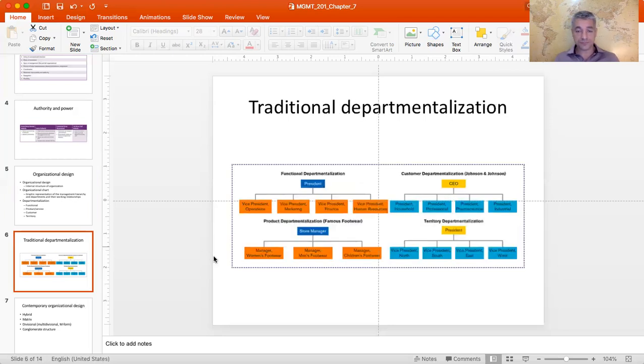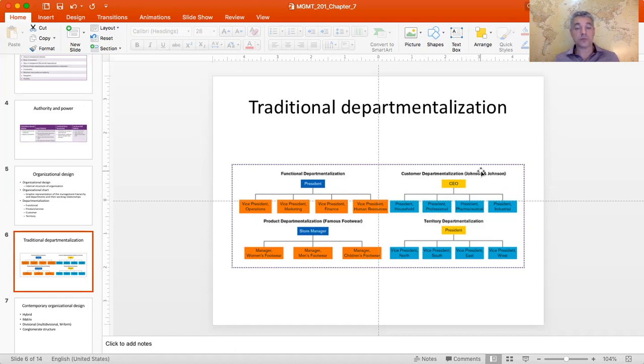So here I have a graphic representation of how these approaches to departmentalization would look. Right, so for the functional departmentalization, you may see that there's a president, and then there's four VPs, one for operations, marketing, finance, and HR. When you organize your company based on products, so right, if you're a footwear store, you may have a department for women's footwear, men's footwear, and children's footwear based on the kind of customers.